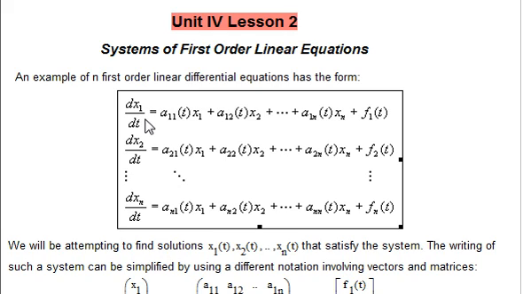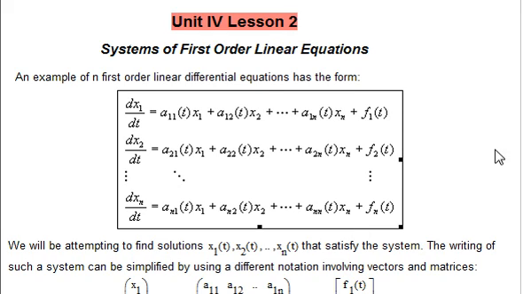The derivative of one of the functions over t is some function of t times x1, which is also a function of t, plus another function times x2, all the way out to another function times x sub n, which is also a function of t, plus some random function of t. And you can see that's the general shape. This is a system of linear equations.